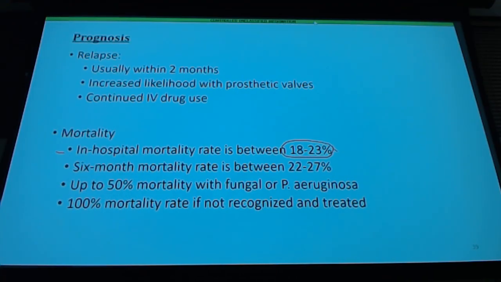So 6-month mortality, even after you got treatment and you were deemed treated, is again upwards of 27% within 6 months. The mortality rate, if it's fungal or Pseudomonas, so seriously bad bugs, is upwards of 50%. And then, of course, if we don't diagnose this quickly, the mortality rate can get up to 100% pretty quickly. So it's important to have a high index of suspicion for this disease with patients who are just not responding to treatments, or where something's a little weird, something's a little off.